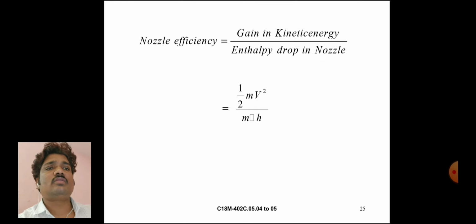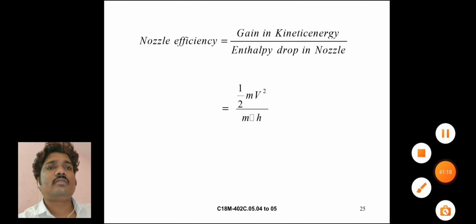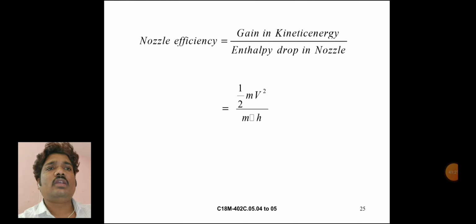Next we discuss nozzle efficiency. Nozzle efficiency is the gain in kinetic energy divided by the enthalpy drop in the nozzle. This ratio is called nozzle efficiency, which is half m V squared by m delta h.